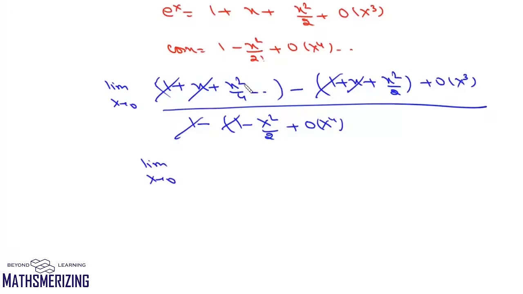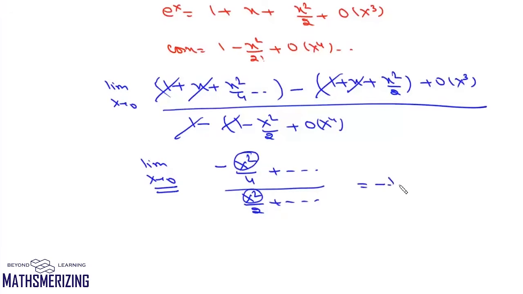Now this is x to the power 4. Now this is x square upon 4 minus x square upon 2, so it will be minus x square upon 4 plus other higher powers of x, and here it will be x square upon 2 and other higher powers of x. Now this is the limit as x tends to 0. So the lowest power in the numerator is the same as the lowest power in the denominator. So the answer to this limit will be simply minus 1 by 4 upon 1 by 2, which is minus 1 by 2. So the value of this limit is minus 1 by 2.